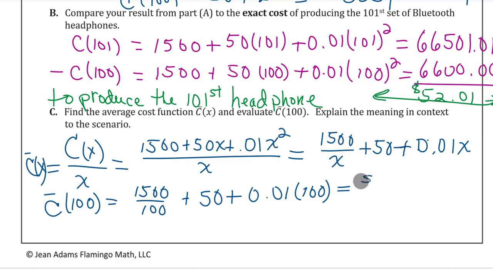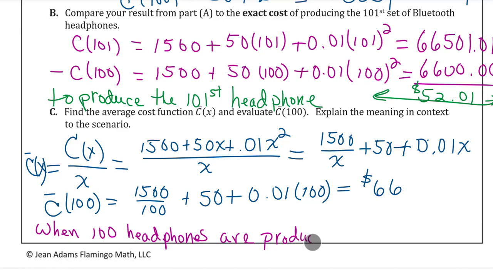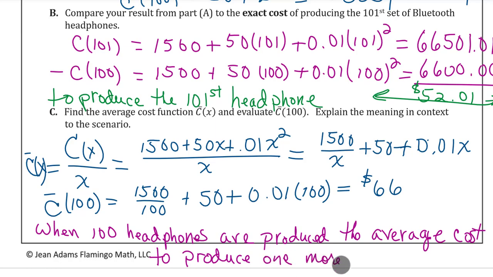And when we do that, we get $66. So what does that tell us? What that tells us is when 100 headphones are produced, the average cost to produce one is $66. And I'm going to stop here with part 1, and we'll continue our discussion in part 2.